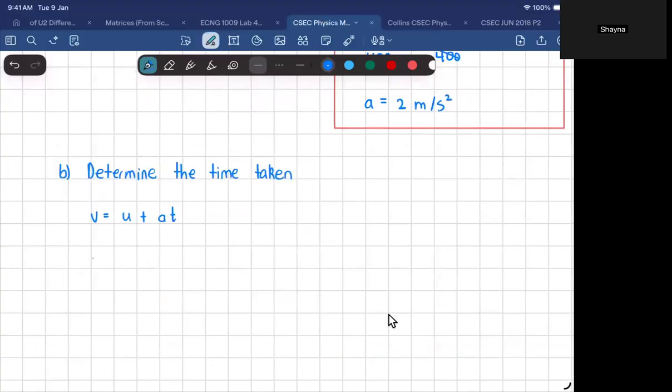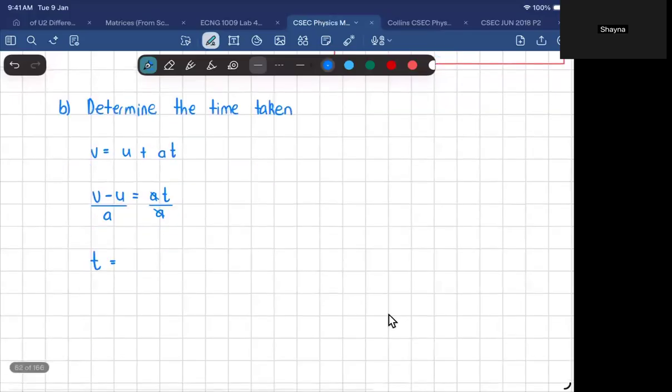All right, let's move across the u. So that'll be v minus u, and that'll be equal to at. Then you want to find t, so we divide both sides by a. Right, so the final answer for t is v minus u all over a.